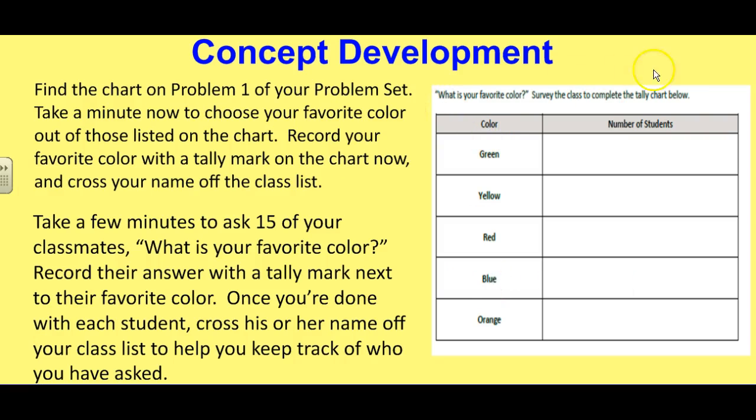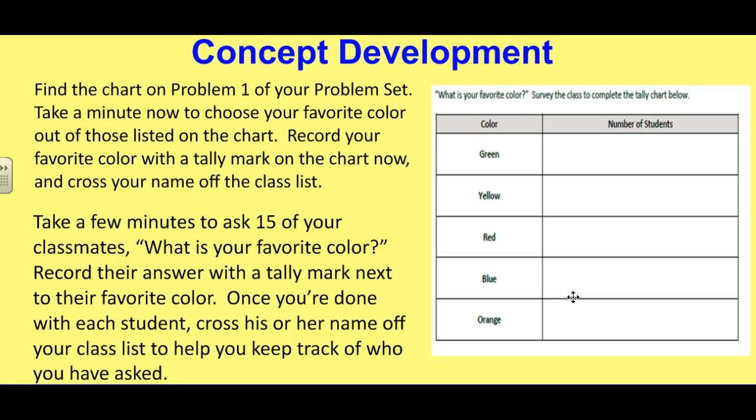So I took a picture right here of the part of your problem set that you're going to need for this lesson. This is the chart. It has the colors right here to the left, and then right here it says number of students. So in these blank spaces next to each number, that's where you're going to put your tally marks for the students that like those colors.